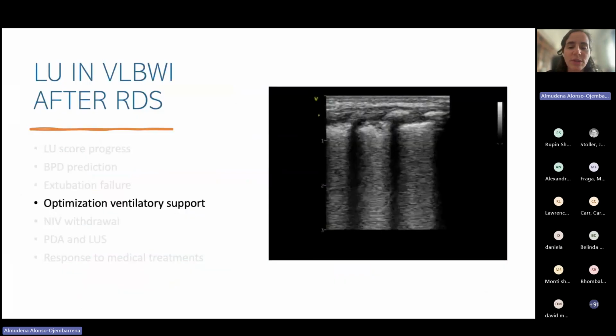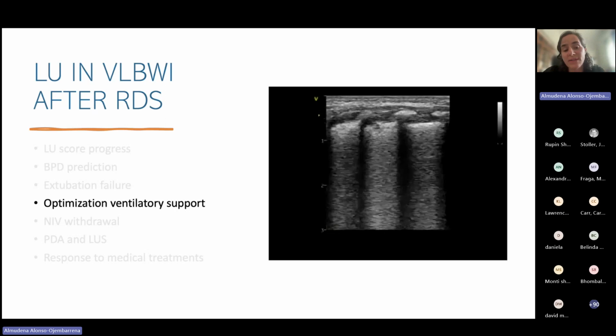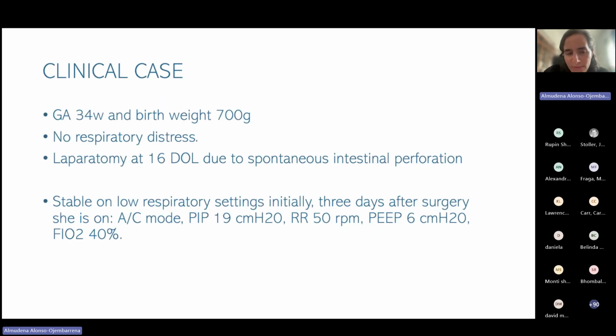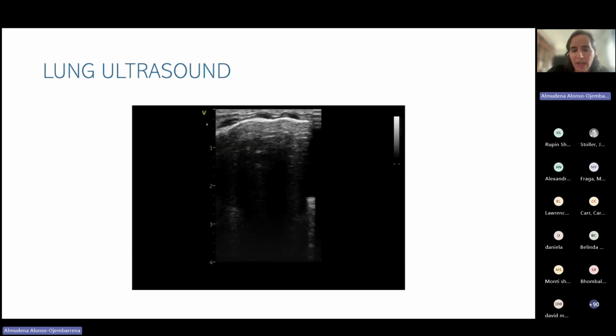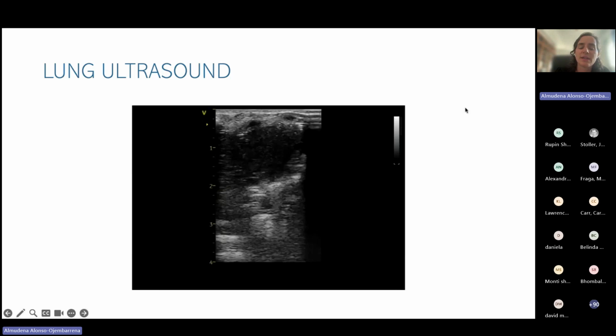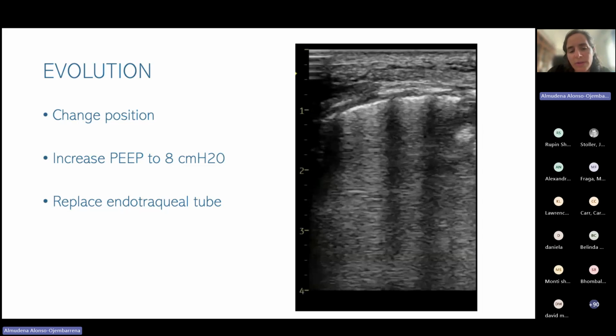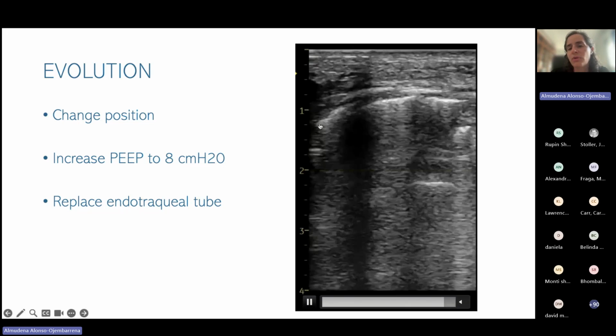Some other issues that I would like to talk about today, but a bit more briefly, would be how can we use lung ultrasound to optimize ventilatory support? This is an example of a 24-weeker, born at 700 grams, that didn't develop RDS, but she required a laparotomy at 16 days of life due to a SIP, and she was quite stable. But 3 days after surgery, she's still intubated, but we find that she's with high respiratory settings. We go to check the lungs, and we find a huge consolidation here next to the heart in the left lung. We change the baby position, we increase the level of PEEP, we change the position of the endotracheal tube that was too deep, and we are able to recruit this lung.